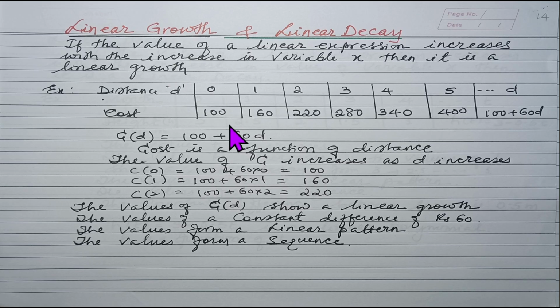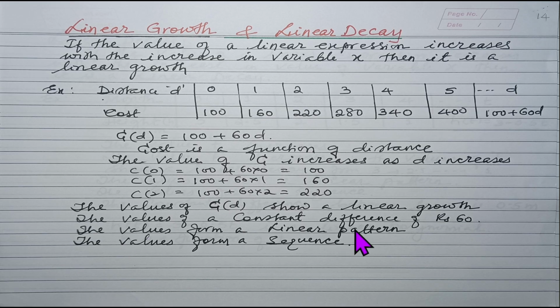So the cost C(d) is equal to 100 plus 60d. If I put d as 0, I get 100. If I put d as 1, I get 160. If I put d as 2, I get 220. For 3, we get 280, for 4, 340, and so on. So cost is a function of distance. The value of c increases as d increases, and the values of C(d) show a linear growth. You have seen the cost is continuously increasing, and therefore there is a linear growth.